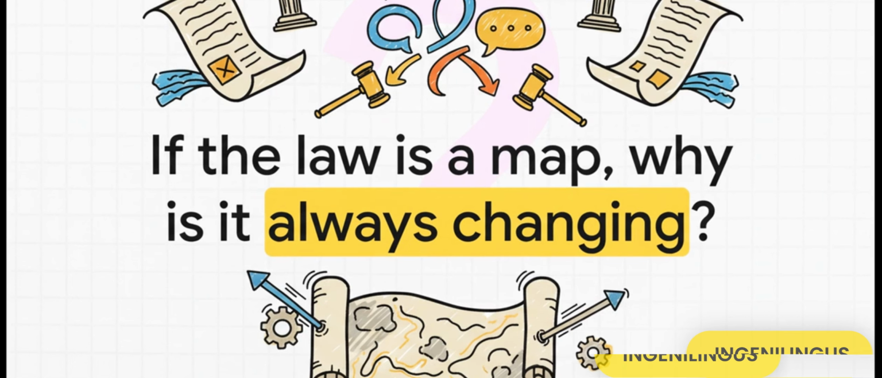And that kind of leaves us with one last big question. If we have this map, if there are all these clear rules and hierarchies, why does it feel like the law is always changing, always being argued about? Well, it's because the map isn't set in stone. It's a living document. Courts are always reinterpreting it, and lawmakers are always trying to redraw the lines. And that's what makes the law so incredibly dynamic.